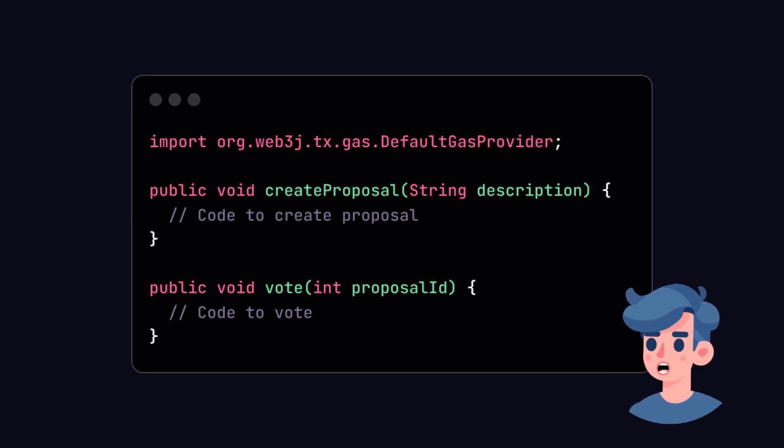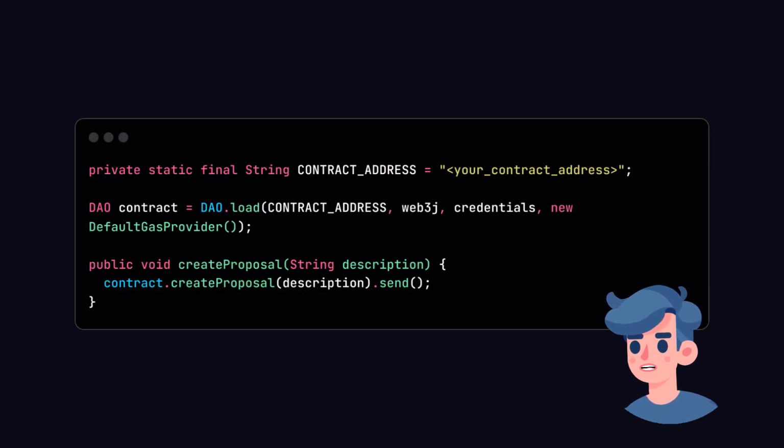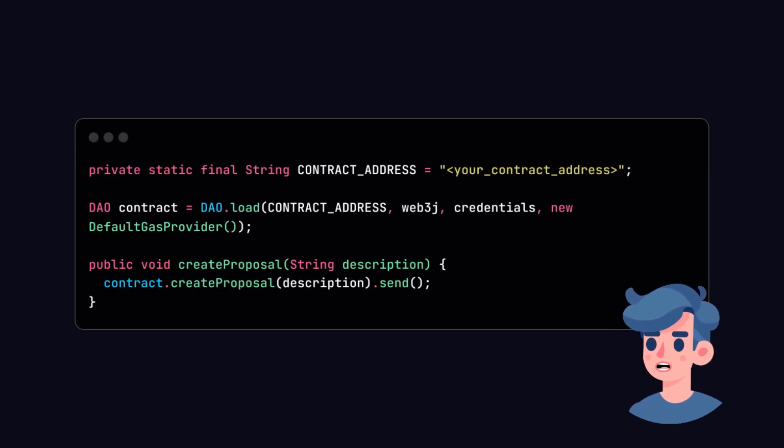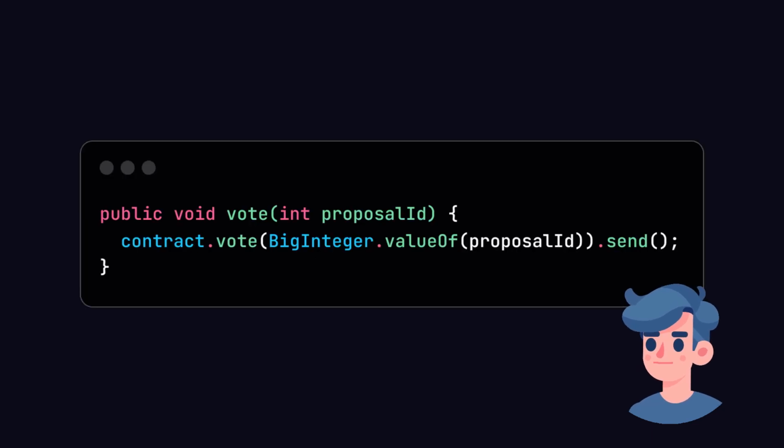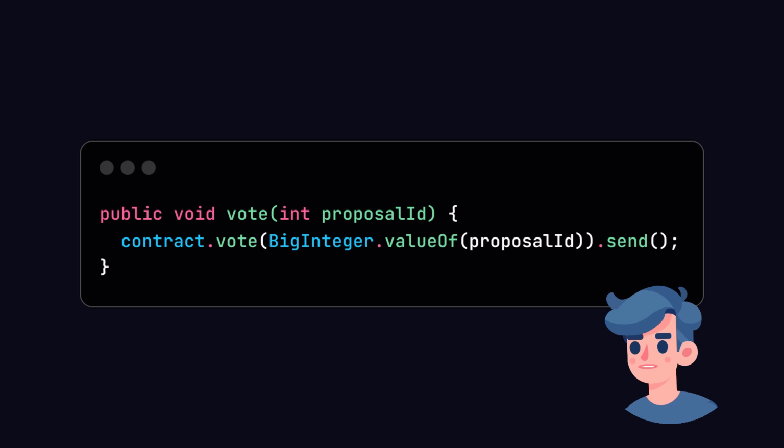Now, let's add methods to create proposals and vote within our daointeraction class. We will create methods that will send transactions to the smart contract for creating proposals and voting. For the create proposal method, we need to call our smart contract's create proposal function. We will assume the necessary credentials are already set up. Here's how you would implement it. Next, let's implement the vote method as well. We will call the smart contract's vote function and pass the proposal ID to it.